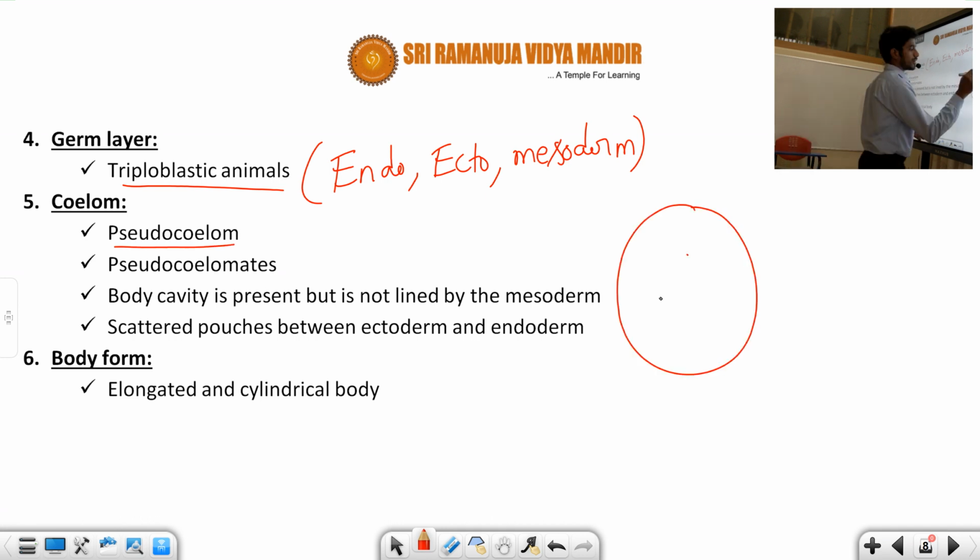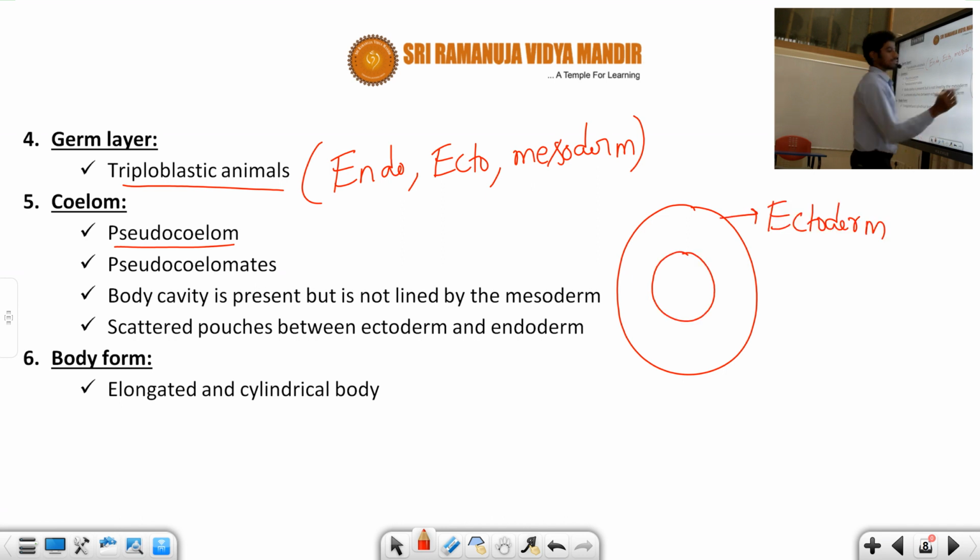This is the ectoderm, and this one represents the endoderm. And in this case, what you observe here, students, is the mesoderm. The body cavity is present, but it is not lined by mesoderm.